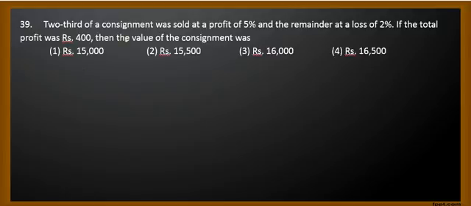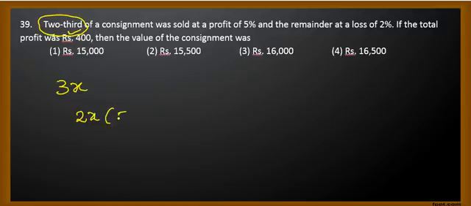Two-thirds of a consignment was sold at a profit of 5% and the remainder at a loss of 2%. If the total profit was 400 rupees, then the value of the consignment was. Now, two-thirds of a consignment was sold at a profit of 5%. Whenever you are dealing with a fraction, simply concentrate on the denominator. What is the number in the denominator? Third. Assume the total number of goods is 3x. What is two-thirds of 3x? Which is 2x.